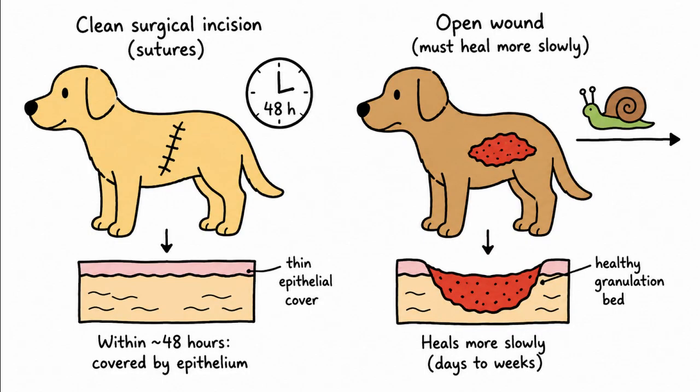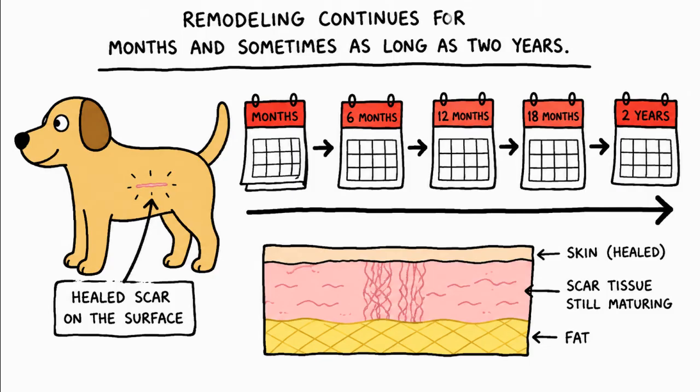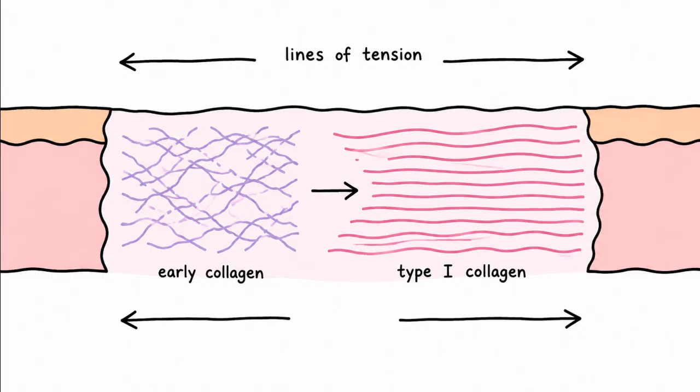A clean, accurately closed surgical incision may be covered by epithelium within about 48 hours, while an open wound must first develop a healthy granulation bed and heals more slowly. Myofibroblasts contract the wound. Remodeling continues for months and sometimes as long as 2 years.